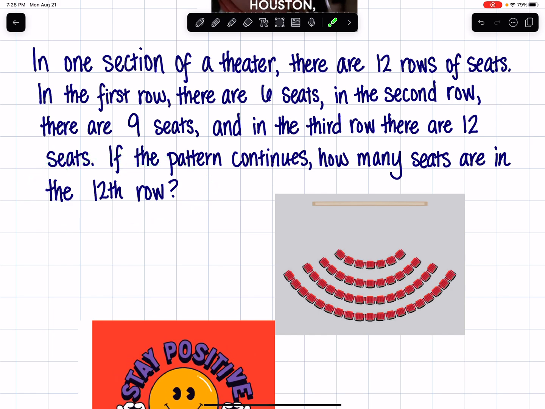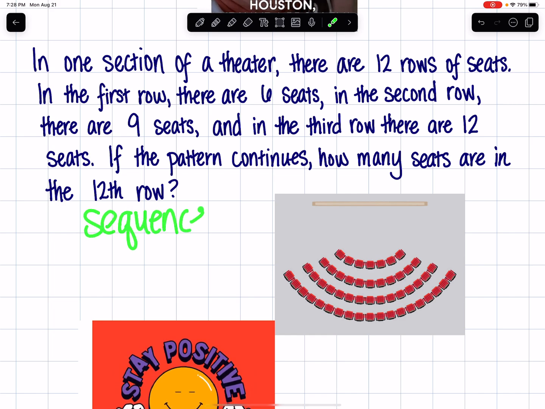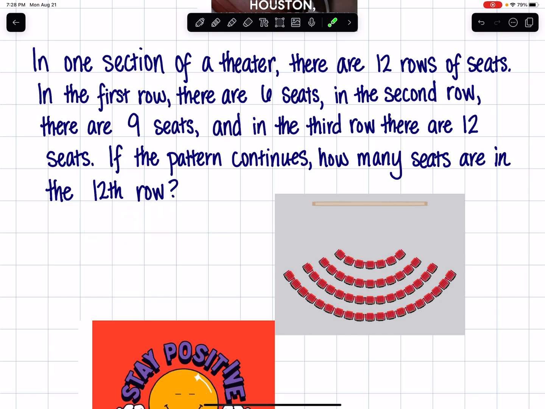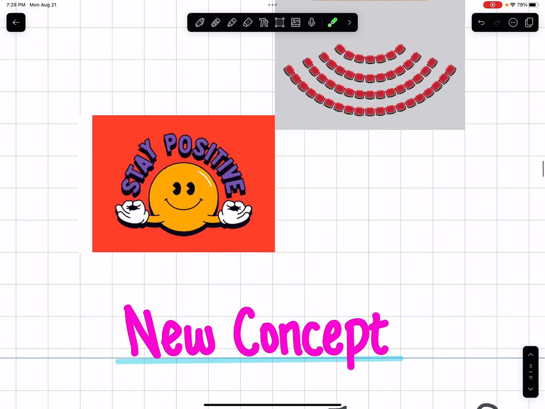So you're going to take what you learned about sequences last time, remember, and see if you can find the pattern there, and then find how many seats are in the 12th row. I'll be interested to see how you do that, okay? That'll be awesome. All right, let's stay positive.